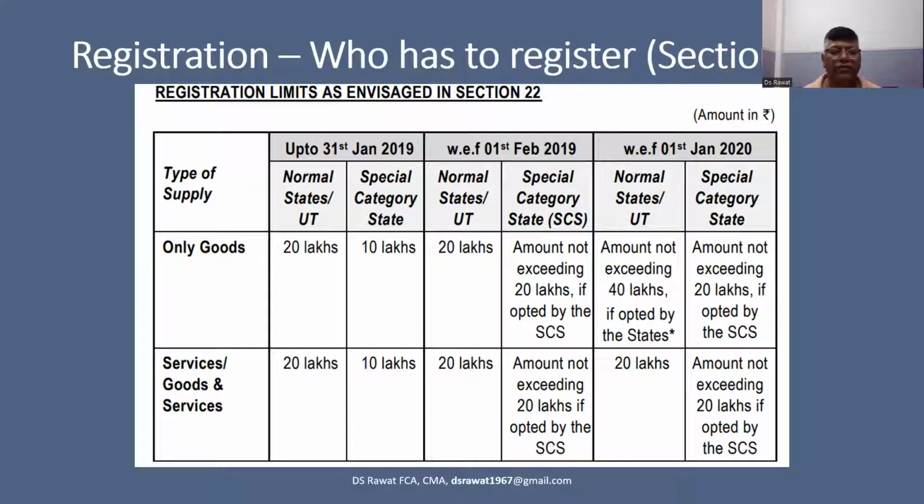In case of services or both goods and services, it is 20 lakhs in the case of normal states. In case of special category states, it is 20 lakhs if opted by the special category states. Otherwise, it is still 10 lakhs. If it is a combination of goods and services, then it is 20 lakhs if opted by the special category states.